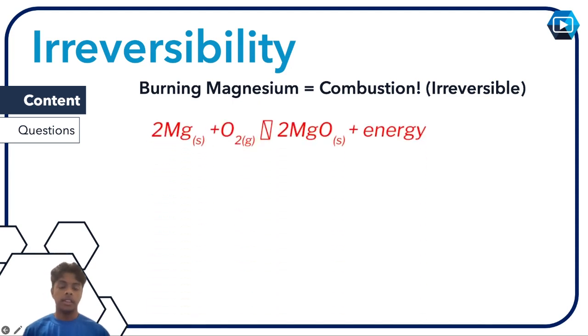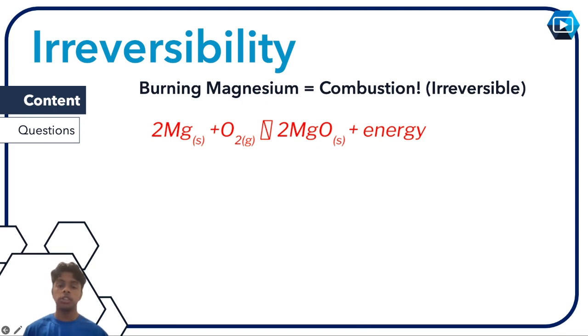So the chemical equation in this case is going to be 2Mg plus O2 turns into 2MgO plus energy that's being released. We can take this as a unidirectional arrow. So the key takeaway here is that all combustion reactions are irreversible. So that's a key takeaway.